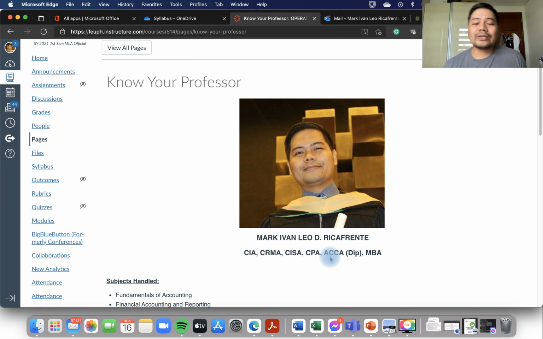and some of the accounting standards or auditing standards. Okay, so I'm also an ACCA DIP certificate holder, meaning I'm a member of the Association of Chartered Certified Accountants, or is it certified chartered, I might have reversed the two, that is based on UK, and I'm also a graduate of MBA degree. So ganyan kahaba yung aking post initials sa after my name.